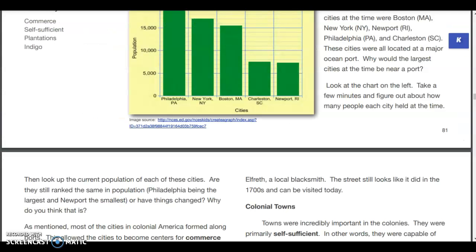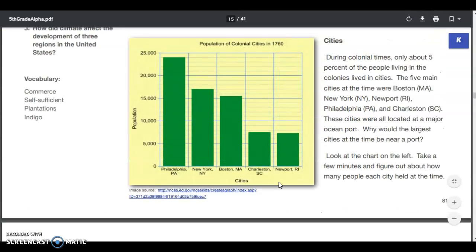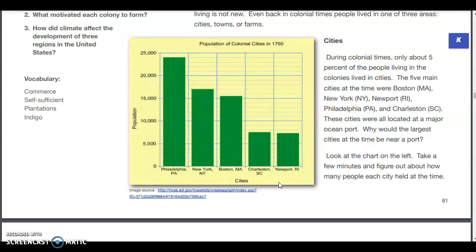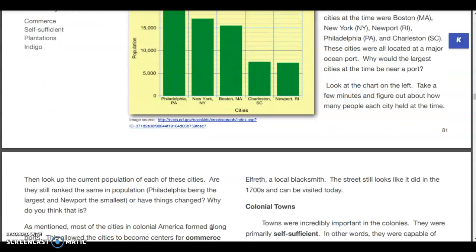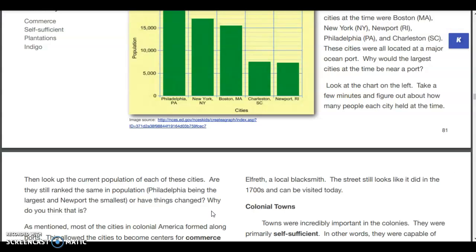Okay, now if I go back, take a look at this again. Which one has the most population? Which one has the least population? And then let's ask that question again. So, are they still ranked the same in population, with Philadelphia being the largest and Newport the smallest, or have things changed? Okay, hopefully you've noticed that things have changed.